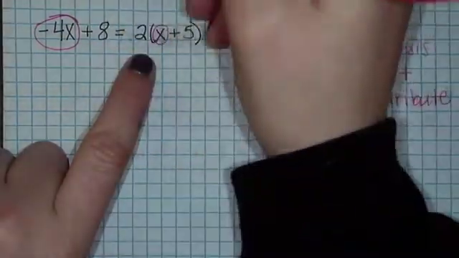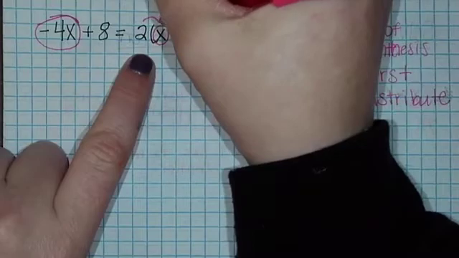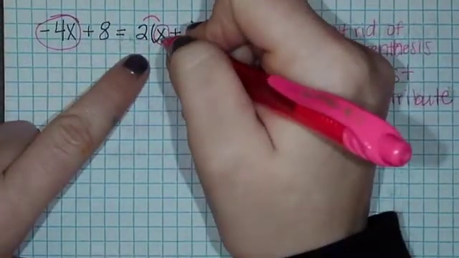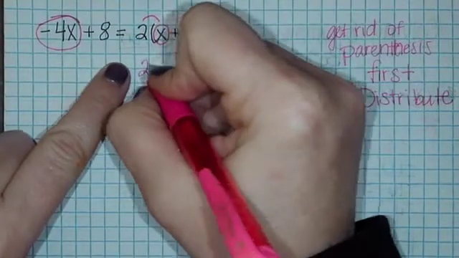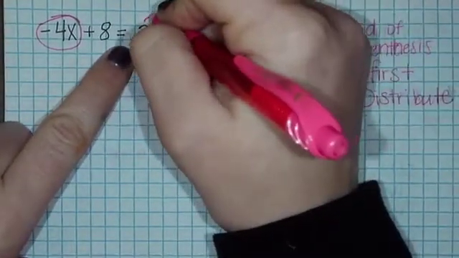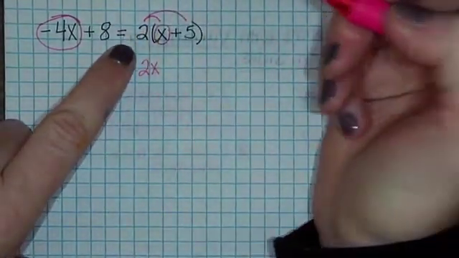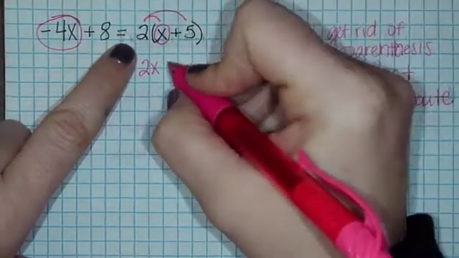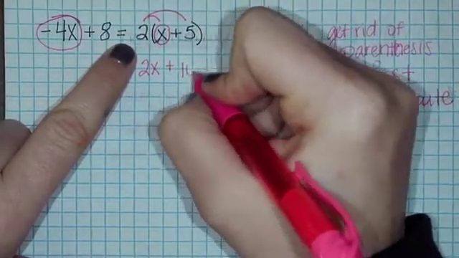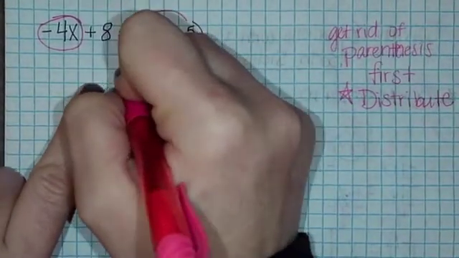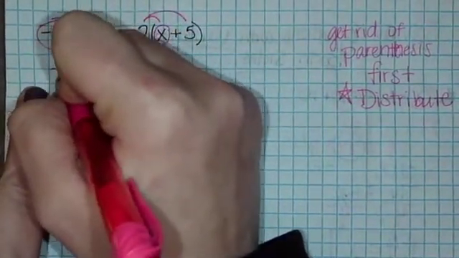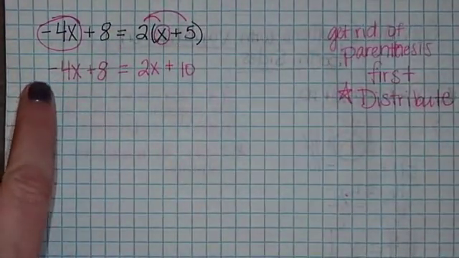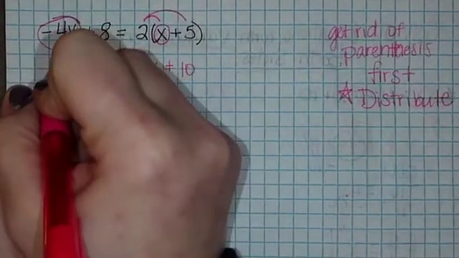Hopefully you took notes from that stuff from distributive. So I'm going to multiply 2 times x, which is 2x. I'm going to multiply 2 times 5. 2 times 5 is 10. Since it's plus 5, I'm going to put plus 10. Bring down your equal, bring down your -4x, and bring down your 8. Don't miss that negative right there.